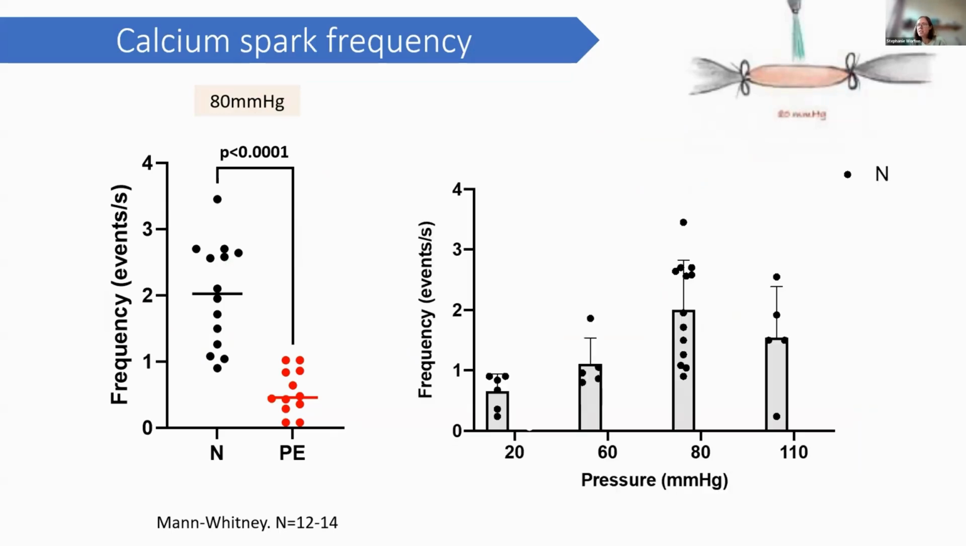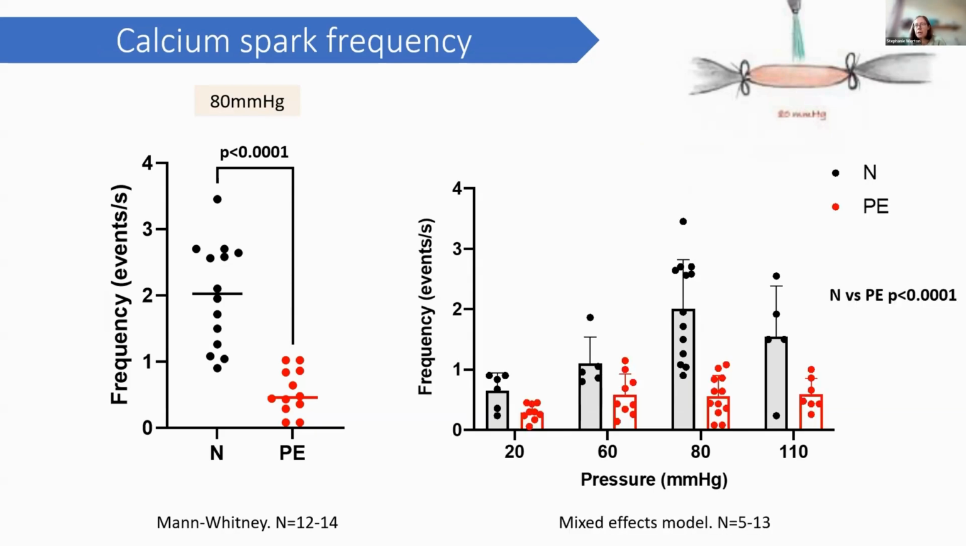In normotensive pregnancy, shown here, spark activity is low at low pressure, but increases with increasing pressure up to 80 millimeters of mercury, where it reaches the ceiling, and beyond which no further increase is seen. This profile is comparable to that seen in human and animal arteries outside of pregnancy. By comparison, in preeclampsia, in red, calcium sparks are already reduced at low pressure, and there is a failure of the increase in calcium sparks in response to increasing intraluminal pressure. Across all the pressures tested, we don't see that rise in sparks that we would expect to see in healthy vessels.